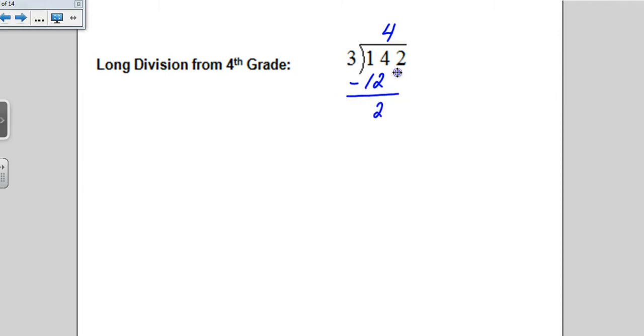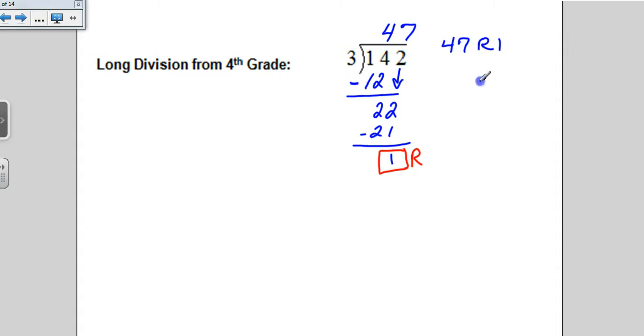Well, since 3 doesn't go into 2, the next thing we had to do was bring down the other digit, which is another 2. And then we do it all over again. So 3 divides into 22 7 times. 7 times 3 is 21. And then we would subtract. And there's nothing left to bring down, so unless we wanted to go into decimals, our 4th grade teacher would have us call this number right here the remainder. So in 4th grade, we would say our answer is 47 with a remainder of 1.